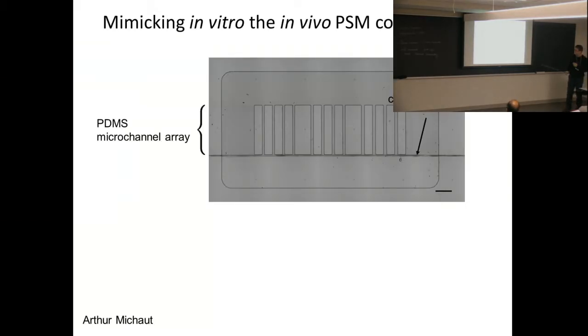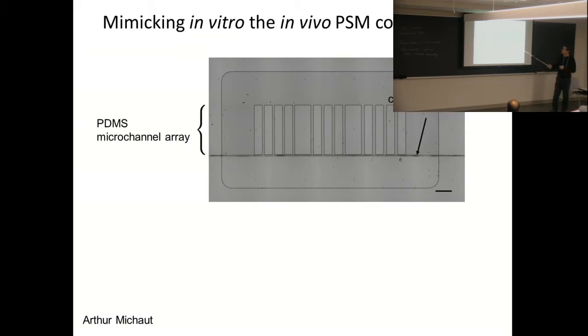And so the next step, we wanted to really validate the capacity of this gradient of posterior cell motility to trigger movements autonomously. And so this was taken over by Arthur Michaud, who was a PhD student in the lab.